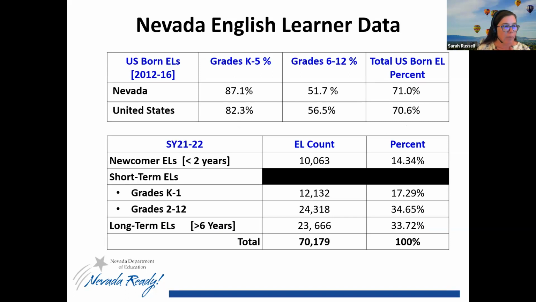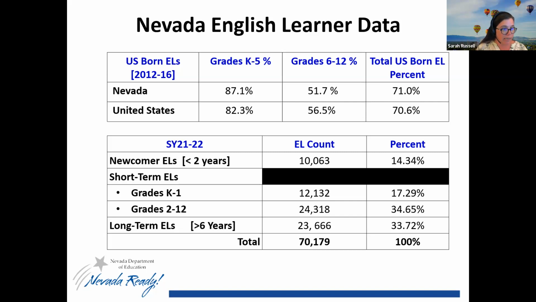Let's take a look at how many ELs we're serving in Nevada. In the 21-22 school year, our EL count increased to 70,179, which was up from 67,704. The biggest subgroup increase was amongst our newcomers, who were 8.74% and increased to being 14% of our ELs. So that means that 1 in 7 of the English learners in Nevada are newcomers. They're new to the country.